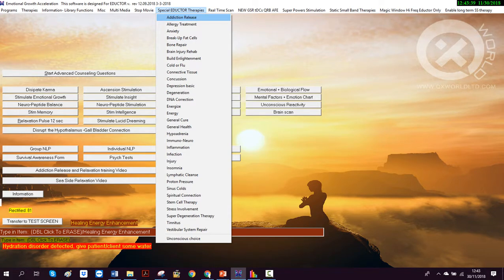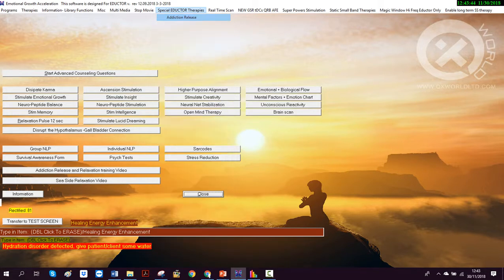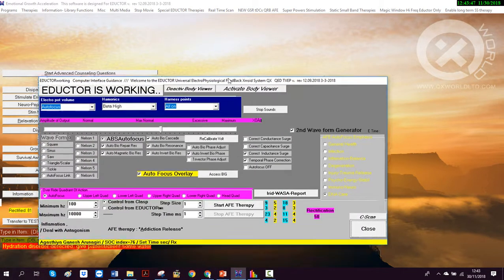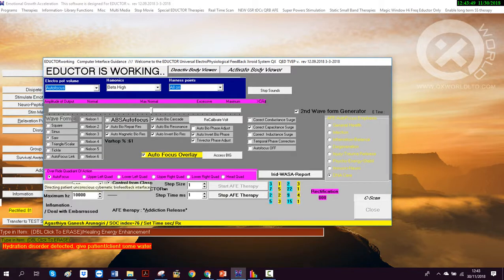So let's say that we look here at addiction. We will just click that, and when we start the therapy, it will tell the practitioner what is the emotion behind this addiction, if the addiction is a concern for the client, okay? Then we can work and wait for a rectification of 100 here, okay? This is really something that is so interesting.